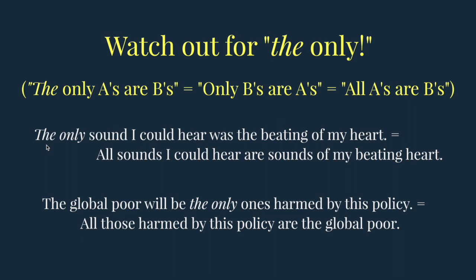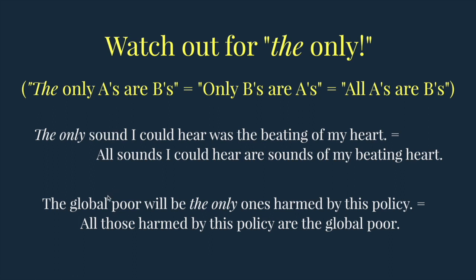For example, if I have a statement like, the only sound I could hear was the beating of my heart, what I'm trying to say here is all of the sounds that I could hear are the sounds of my beating heart, not all of the sounds of my beating heart were sounds that I could hear. Same here with this statement. The global poor will be the only ones harmed by this policy. What I'm saying here is all of those who are harmed by this policy are the global poor, not all of the global poor will be harmed by this policy. So again, the global poor will be the only ones harmed by this policy. That means all of those harmed by the policy are the global poor.